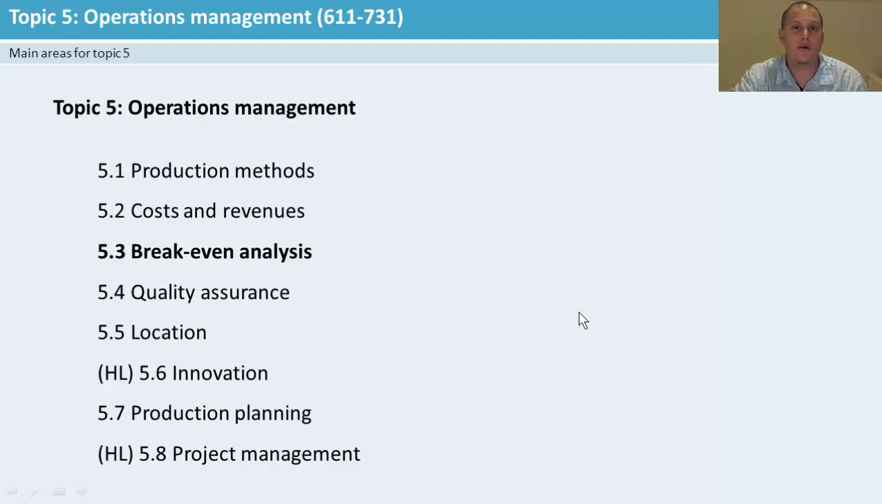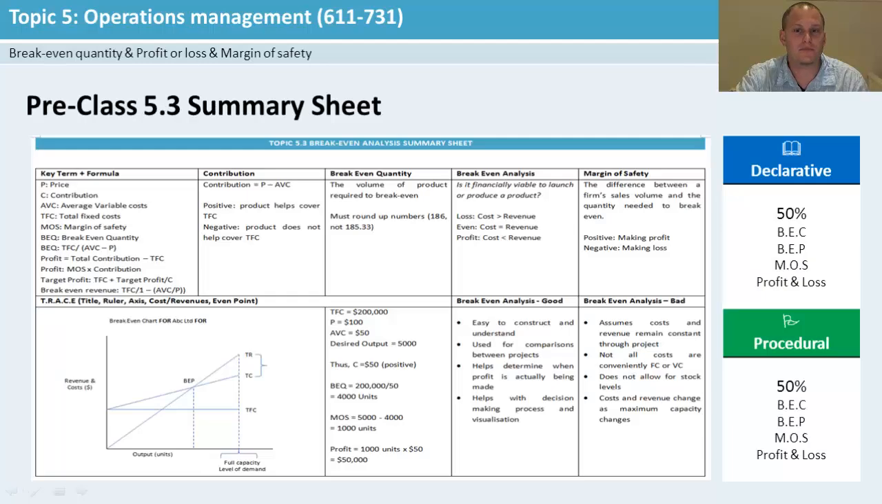Hello and welcome to 5.3b, the second part of the break-even analysis. This is looking at topic 5, operations management, and I'll encourage you to have a look at 6.11 up to 7.31 for some reading. It's good to do 5.2 first before you get into 5.3. Alright, let's jump straight into it.